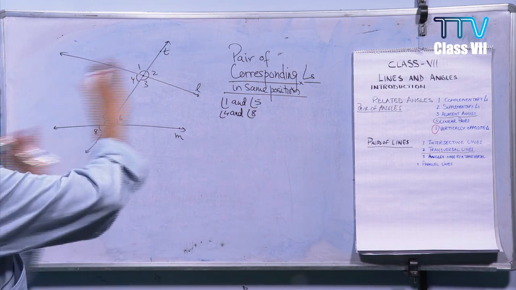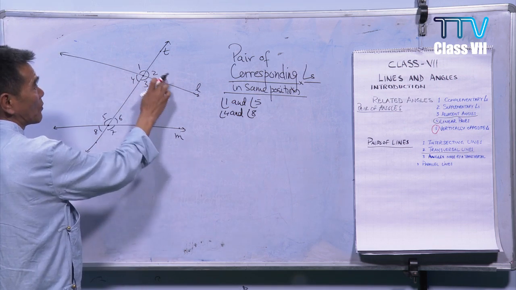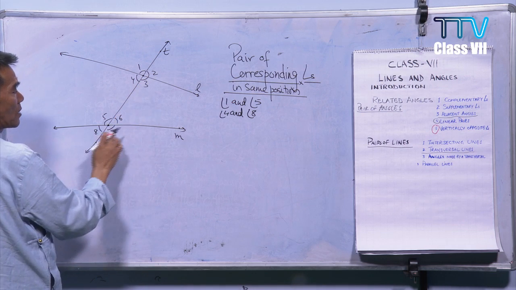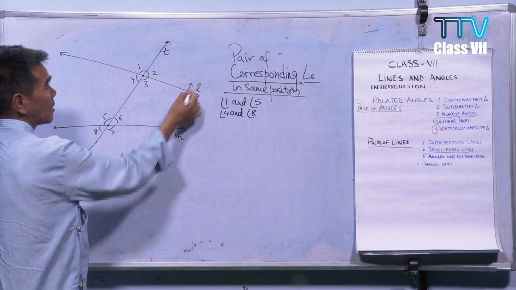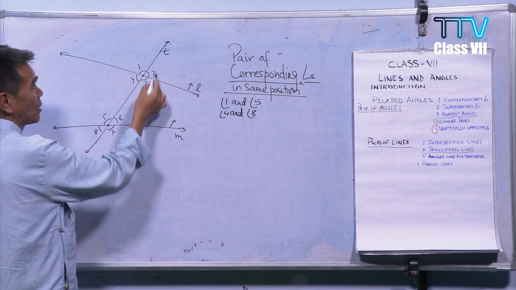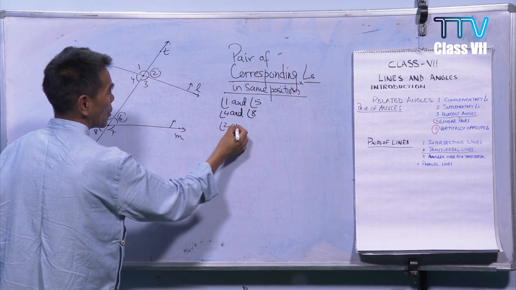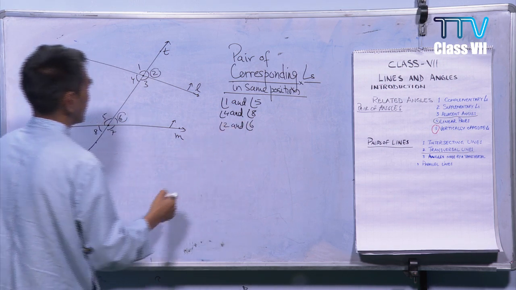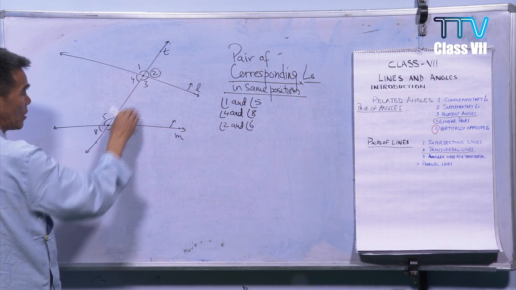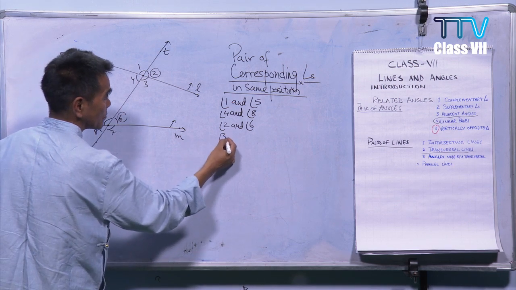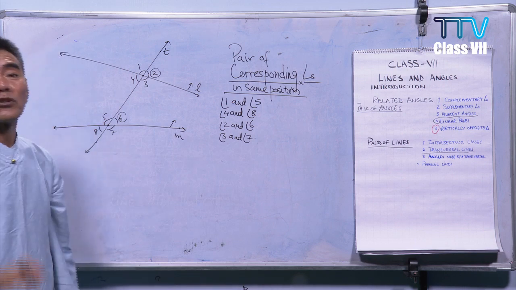Now move to the right side. On the right side of the transversal we have angle 2, angle 3, angle 6, angle 7. Angle 2 at line L and angle 6 at line M are corresponding angles. Angle 3 and angle 7 are also a pair of corresponding angles.